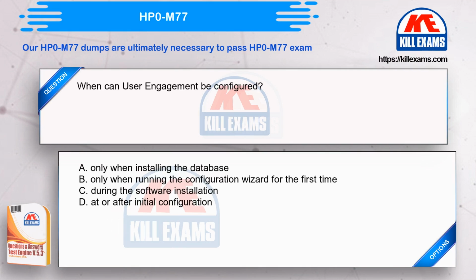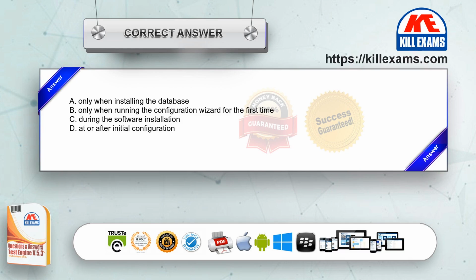When can user engagement be configured? Option A. Only when installing the database. Option B. Only when running the configuration wizard for the first time. Option C. During the software installation. Option D. At or after initial configuration. The correct answer is option B.